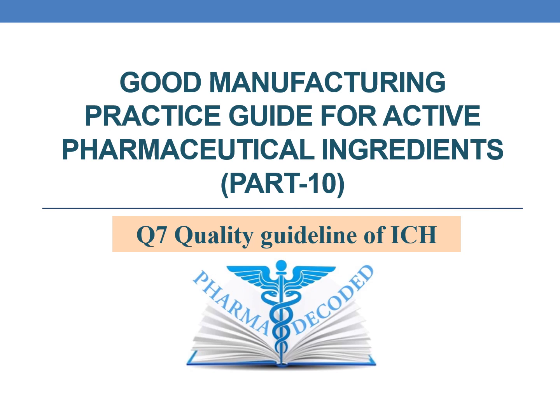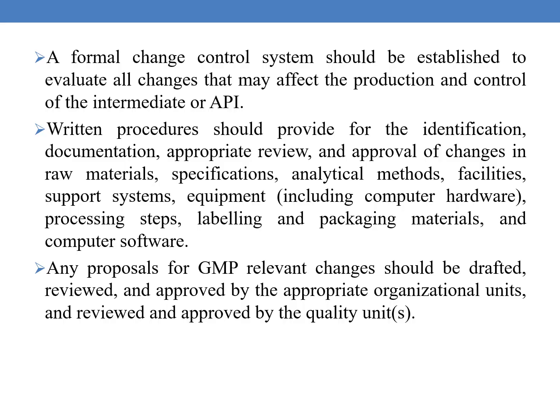Hello everyone, now let us discuss Good Manufacturing Practices Guide for Active Pharmaceutical Ingredients, Part 10. This comes under the Q7 Quality Guideline of ICH. In the current session, we will be discussing change control, which comes under Section 30.